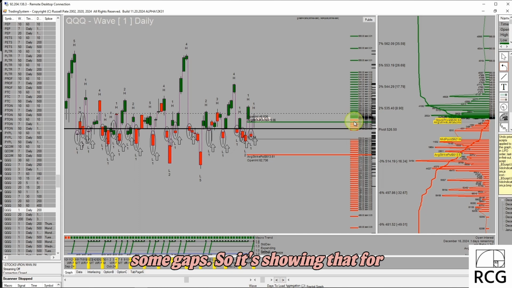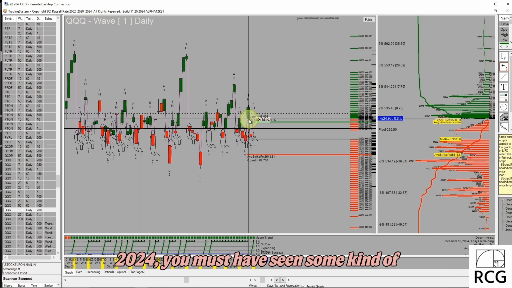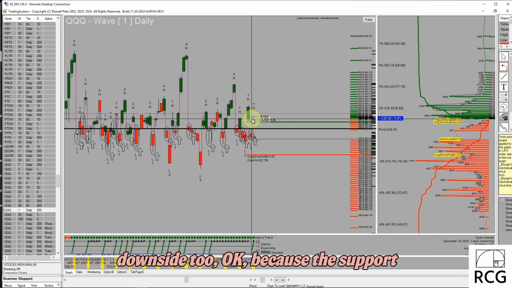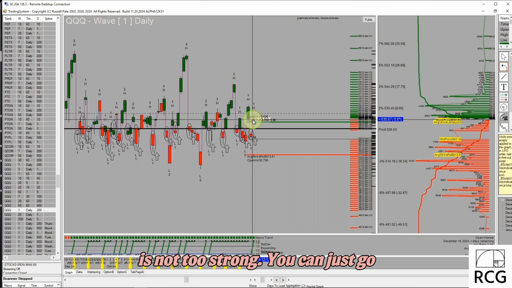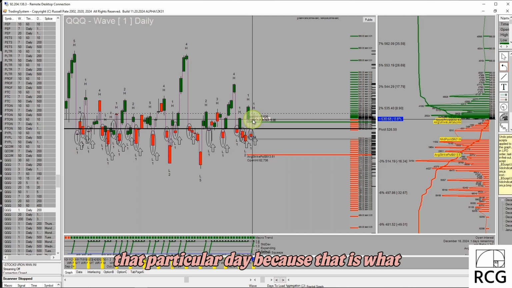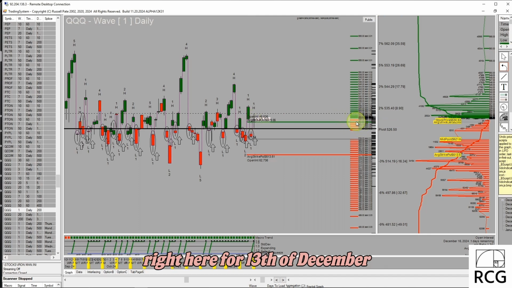So it's showing that for 13th of December 2024 we must have seen some kind of downside too, because the support is not too strong. If you're watching this video sometime in the future, you can just go back and check if we had downside or not for that particular day, because that is what I analyzed from looking at this data right here for 13th of December 2024.